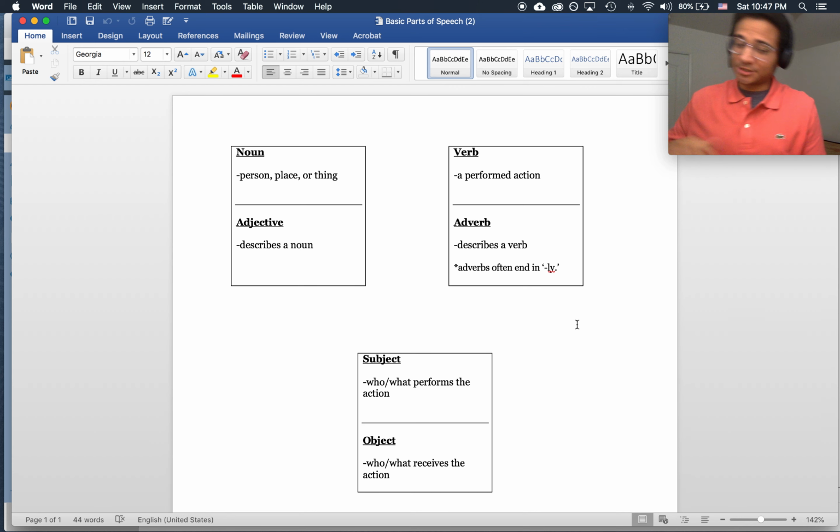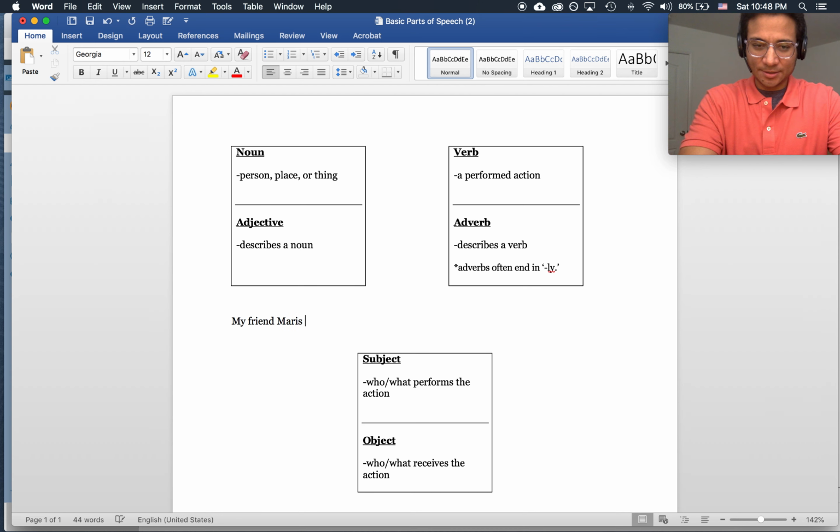Okay, so now, noun: person, place, or thing. Maria, Disneyland, table. Adjective describes the noun. So my friend Maria is smart. Smart is the adjective, because that's describing Maria, right? Same thing if I said Disneyland is so fun. So fun is describing Disneyland, a place.